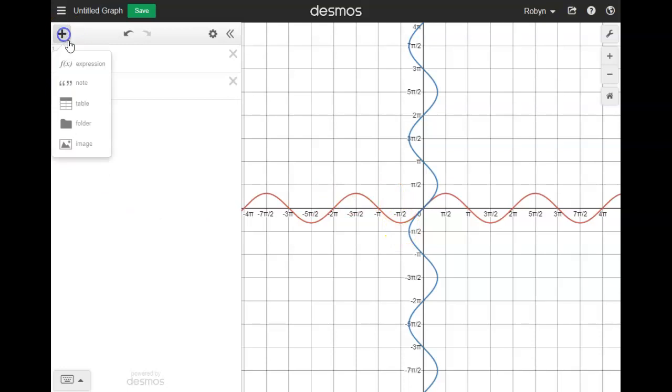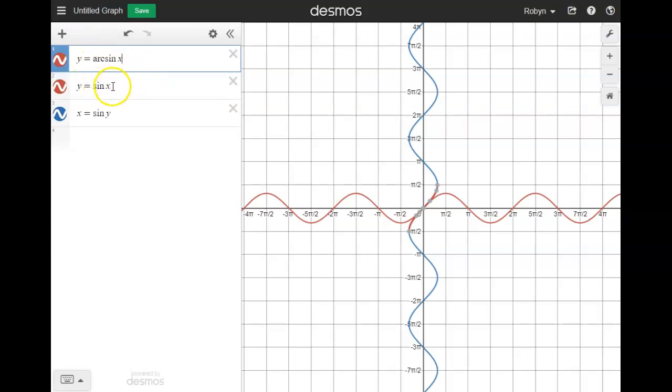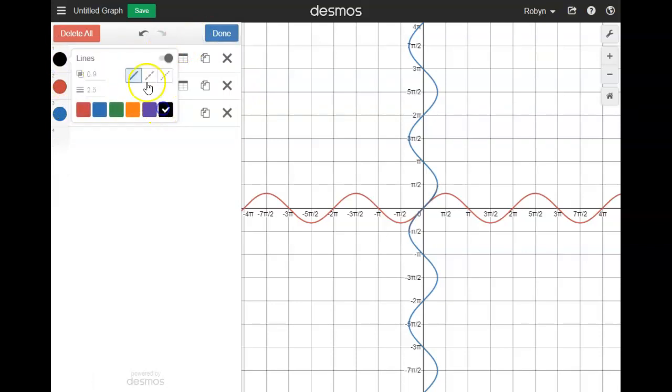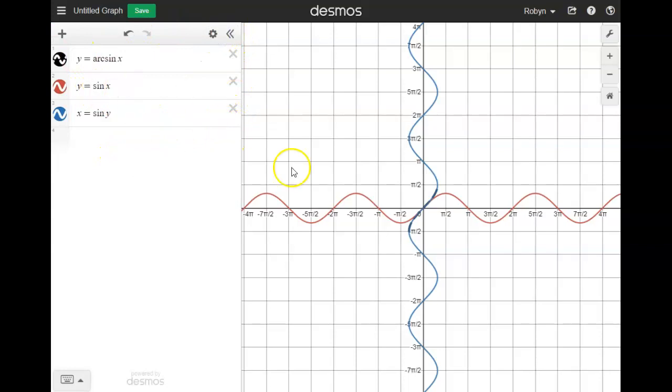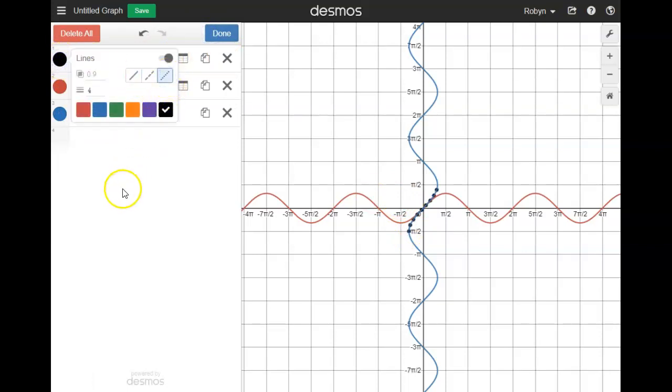So if I graph the expression y equals arcsine of x, so this, remember, arcsine is the inverse of sine, and then I'm going to change the color to black. We'll make it a little thicker so we can see it. And now if we look here in the center, well, maybe we make that dotted instead. There we go, that shows up a little better.